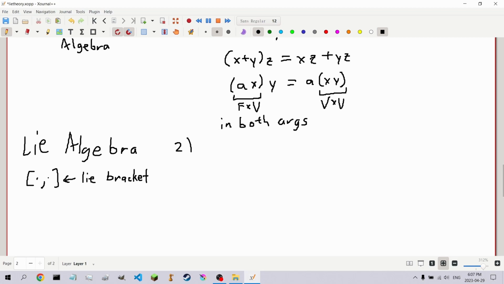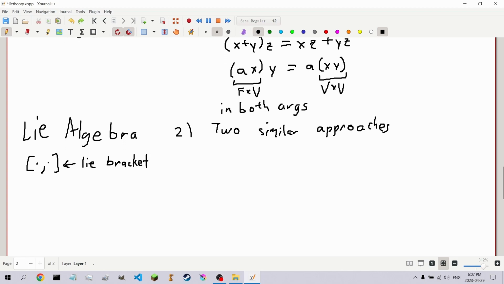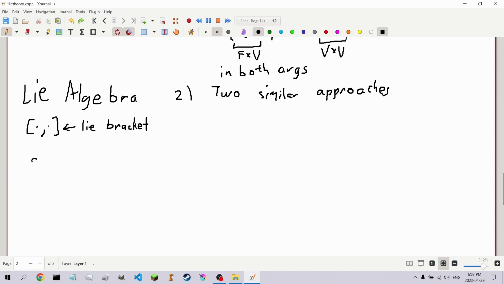Now, for our second condition, there are two different ways you can talk about it. They're not quite the same. There are two similar approaches. The first is called alternativity.